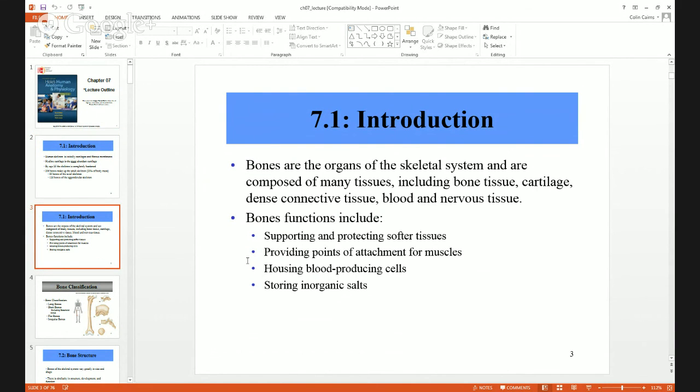Bones are the organs of the skeletal system and are composed of many tissues, including bone tissue, cartilage, dense connective tissue, blood, and nervous tissue. The functions of bones include supporting and protecting softer tissues, providing points of attachment for muscles, housing blood-producing cells, and storing inorganic salts.